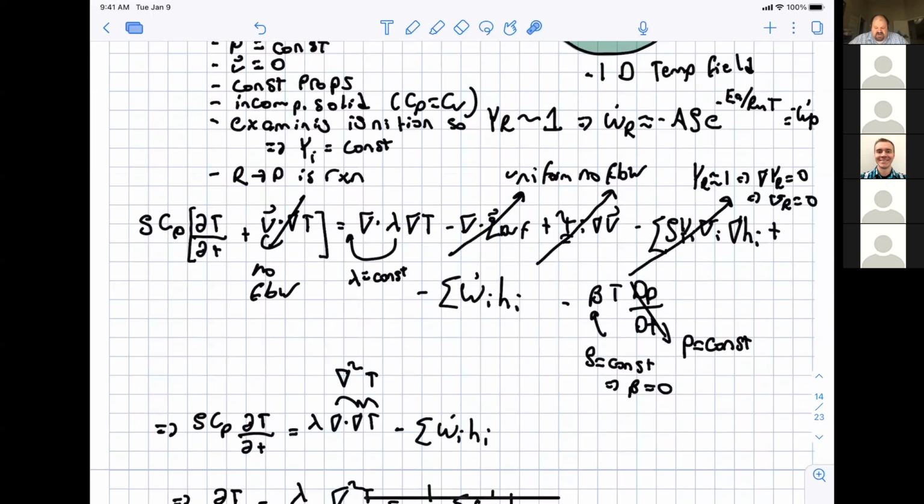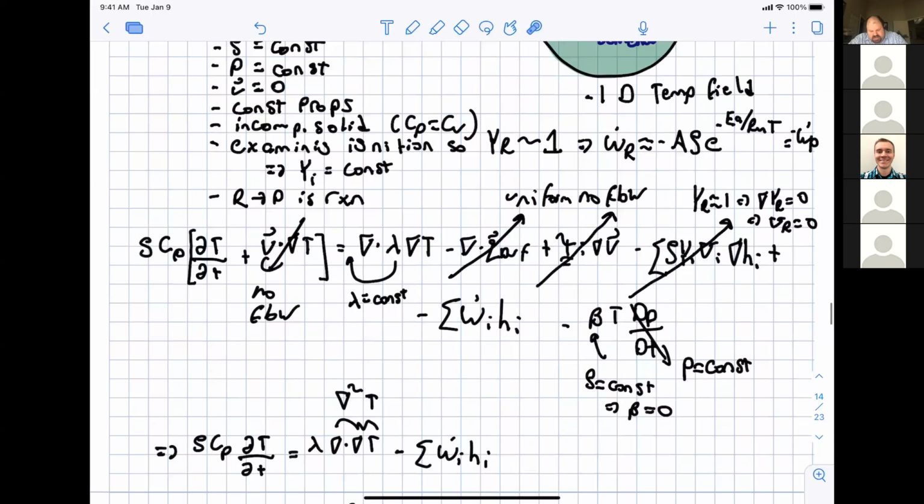We can use that as the starting point. So here, there is no flow. I just wrote that out, and I just started crossing out terms. So there is no flow, V is 0. So basically, the advection term of temperature goes away. We're assuming constant properties, so we can yank out thermal conductivity. We're going to neglect the Dufour effect completely. There is no flow, so there is no viscous dissipation here. So that goes away.